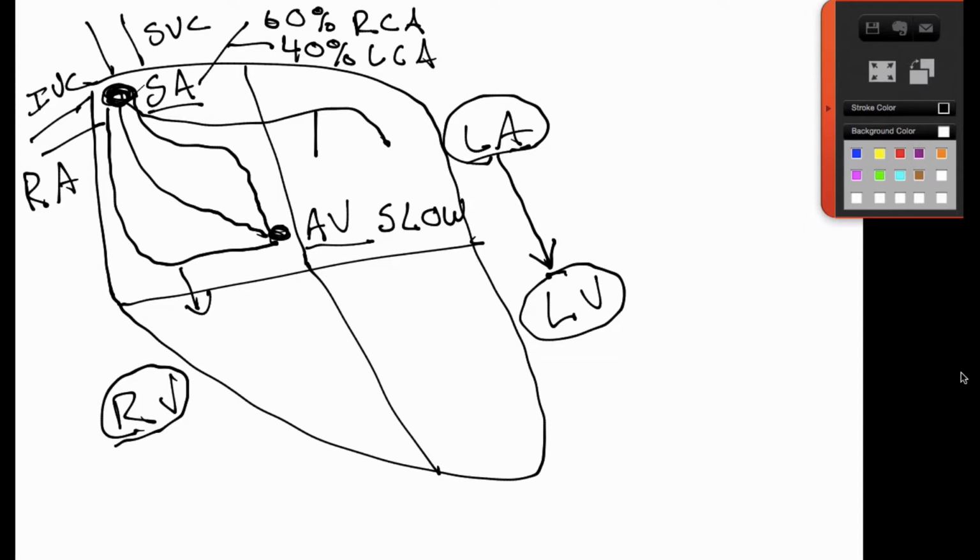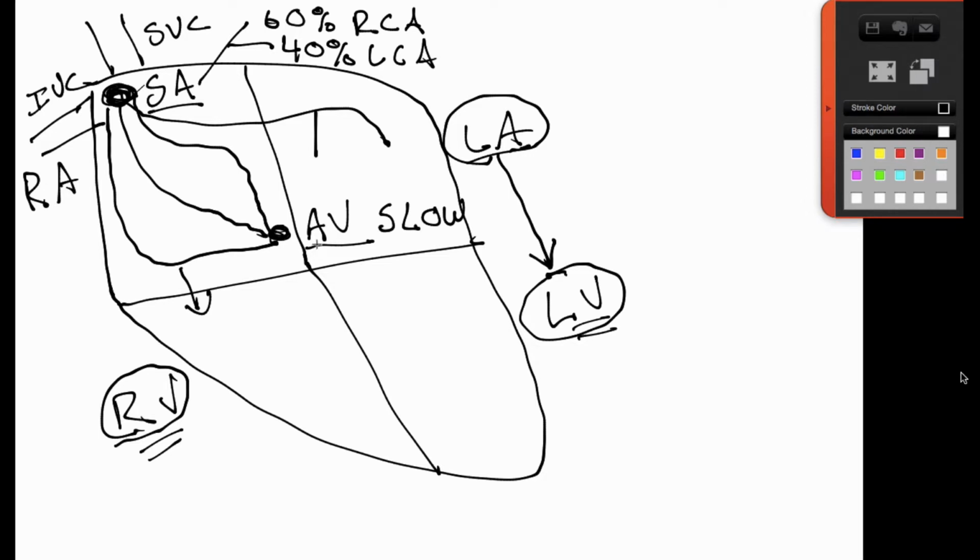Now, we really want the ventricles to fill all the way up. And so to do that, we have to give the muscle in the atria time to contract down and push that blood into the ventricles. And so a main function of the AV node is to delay the electrical transmission from the atria to the ventricles so that the ventricles can be filled up.